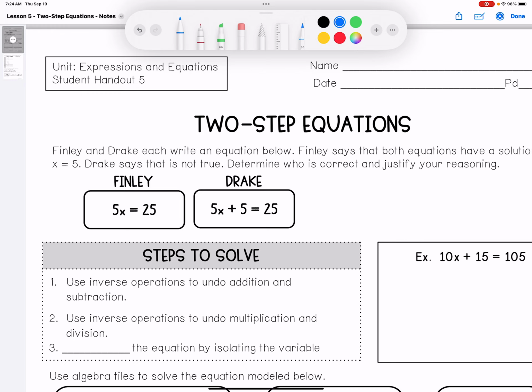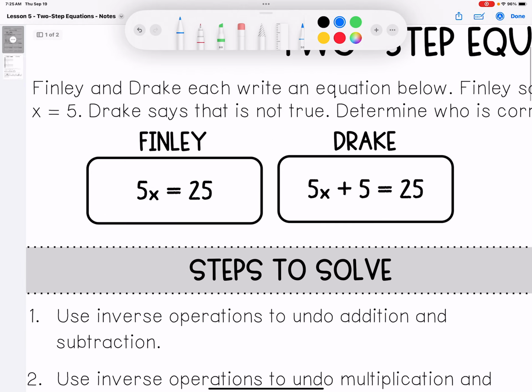All right, first problem here. Finley and Drake each write an equation below. Finley says that both equations have a solution of x equals 5. Drake says that is not true. Determine who is correct and justify your reasoning. Well, we all can figure out that Finley got 5. How do we do that? We just divide by 5, right? And you get x equals 5.